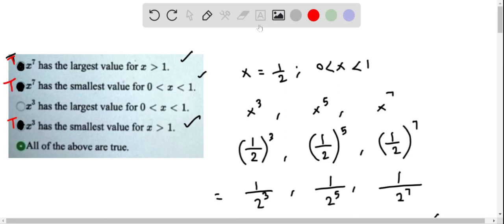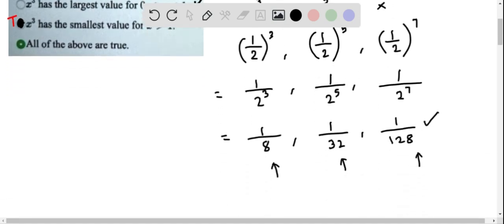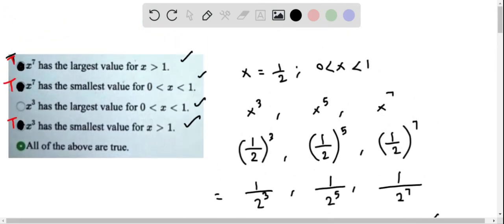Now let's determine the next statement, that is x power 3 has the largest value for x greater than 0 and less than 1. And clearly we can apply the same condition, as we said that 1 divided by 8 is going to be the largest value compared with 1 divided by 32 or 128. So the corresponding expression x cube is going to have the largest value for x greater than 0 and less than 1. So this statement is also true.